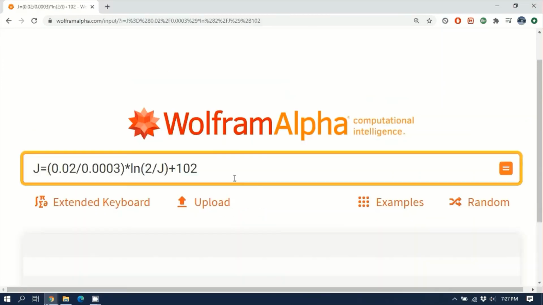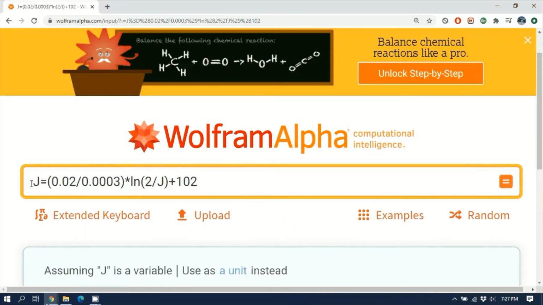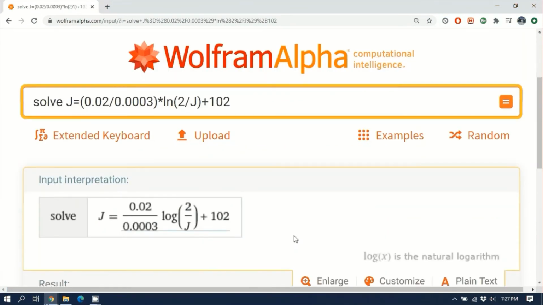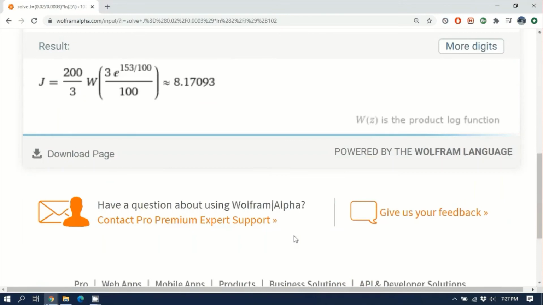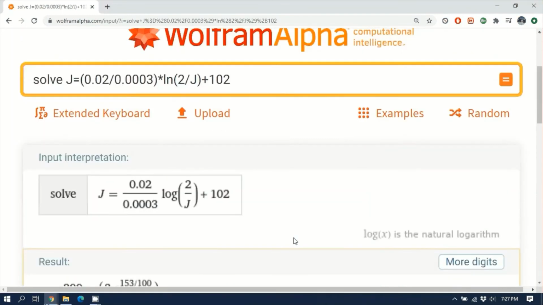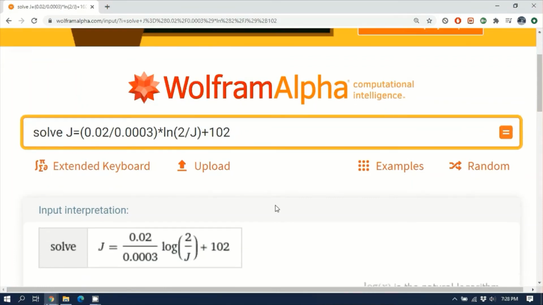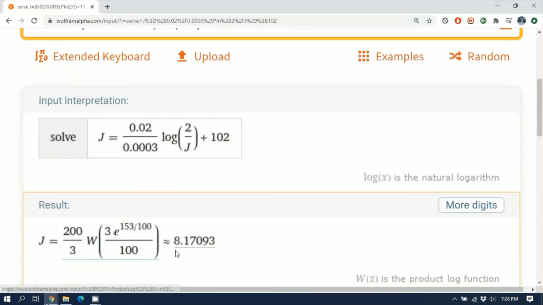So when you actually do these equations, let's help Wolfram Alpha just a little bit more. So solve for J. One thing to keep in mind, sometimes you have more than one solution, but you always have to remember the conditions of the problem. In our case, we had 102 people total. So even if you have extra solutions, only the one less than 102 will be acceptable. In this case, like you see, it's 8.17, the approximated format of the solution.